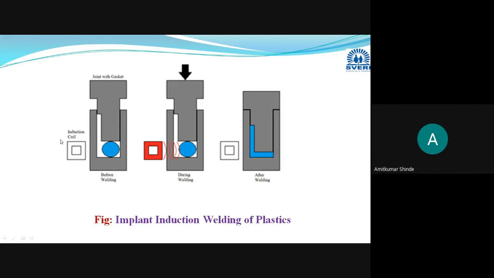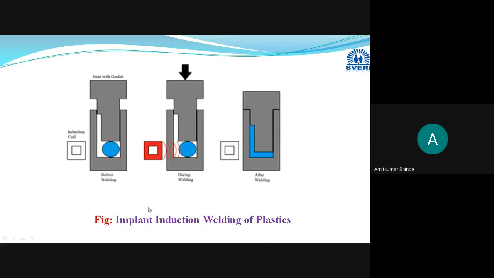With the help of the inductor coil, heat is generated by passing alternating current through this inductor coil, and due to the eddy currents or due to the skin effect, layer by layer, the eddy currents will transfer, and this adhesive material will be heated and it will get melted, and due to the application of pressure, this joint will be created here by providing sufficient cooling time. This is implant induction welding.